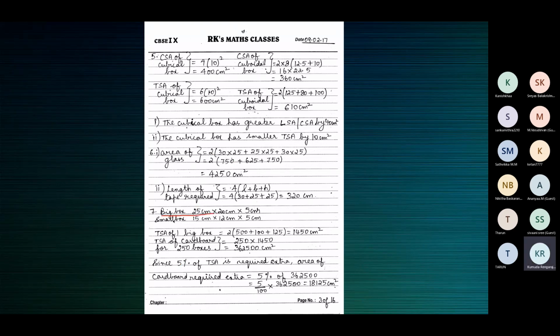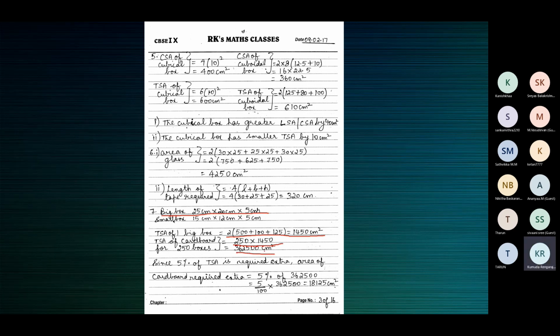These are the dimensions of the big box. The total surface area formula is 2 of LB plus BH plus LH. And this is the total surface area of one box. The cardboard is used all over, so you have to find the total surface area. That is for one box. What about for 250 boxes? 250 into 1450, which is this value.